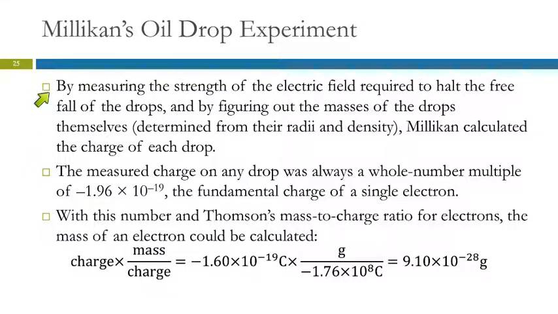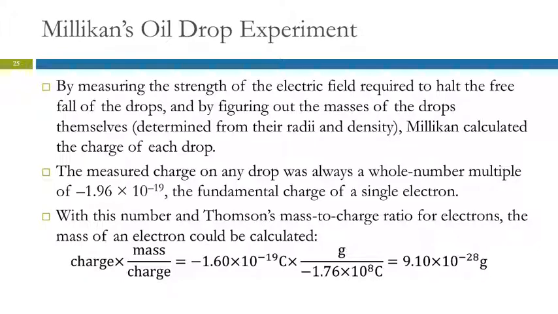So he was looking at the strength of the electric field needed to halt the fall of the drops. So you've got gravity pulling them down, and so find out what strength of electric field is required to keep them from going down. The gravity is dependent on the mass of the drops. By knowing the mass, then he could calculate the charge on each drop. So some drops may have had 1 electron extra, some might have had 2 or 3, and so he got lots of different charges on these drops.